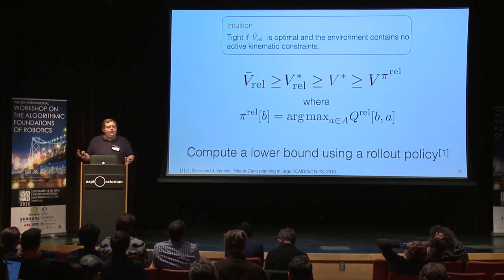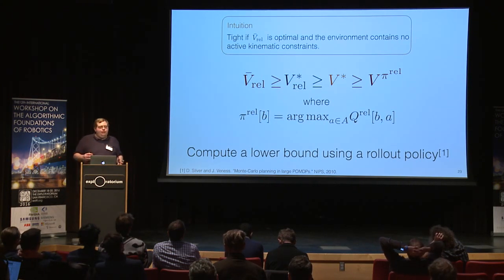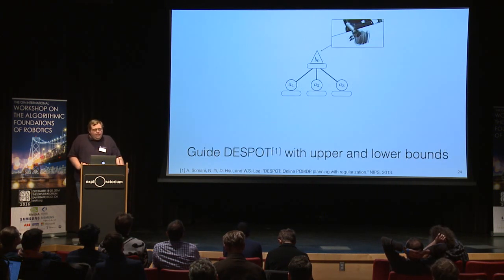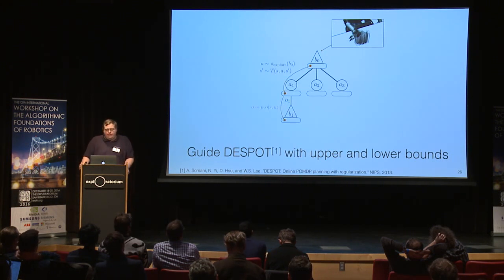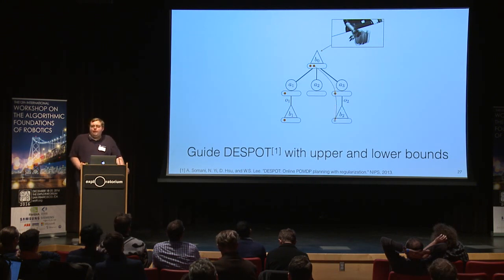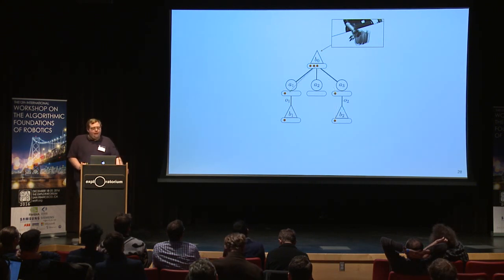The place where it deviates is if you have an active kinematic constraint. So it's a nice combination of combining offline and online planning to get efficiency. So in practice, we use these upper and lower bounds in Despot, an online planning algorithm developed by David Hsu's group, which I think you heard about a very interesting extension to earlier in the conference.